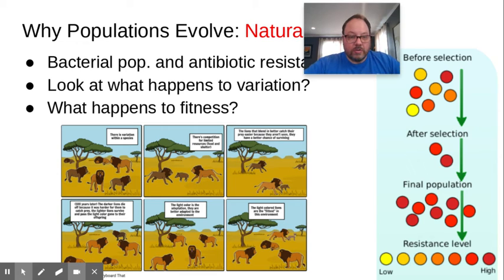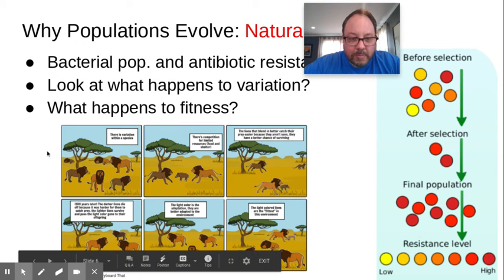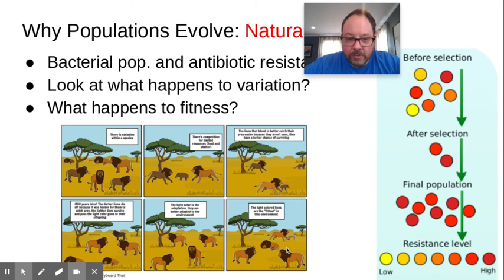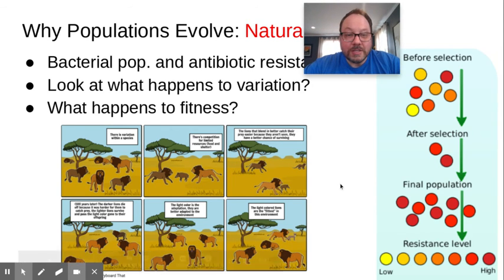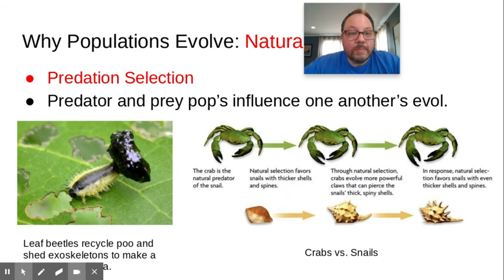Okay, so here they have these lions. We probably get variation in coat color, but the ones that have coat color that lets them better hide from potential prey are more likely to survive and reproduce. So again, there's variation in populations created by mutation and sexual reproduction, and over time you may lose some of that variation, but the population becomes better adapted and increases its fitness.